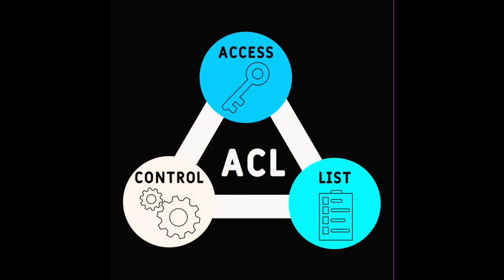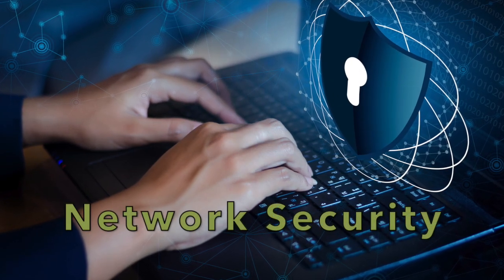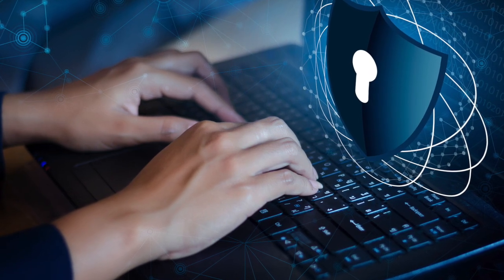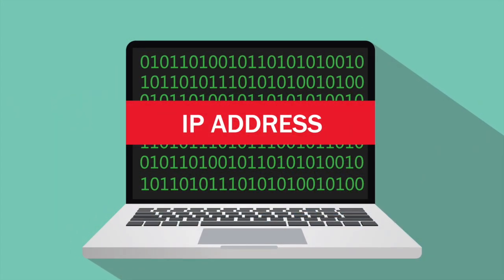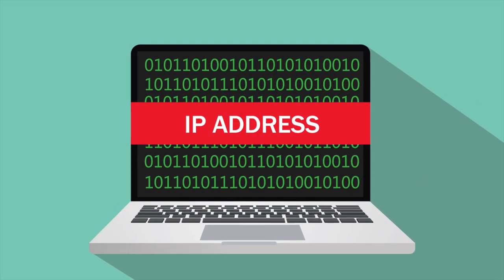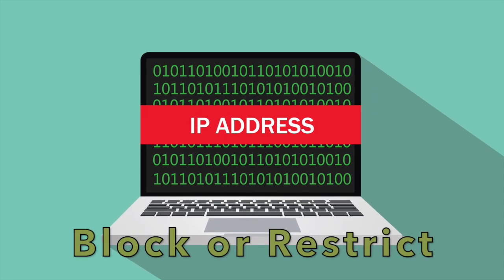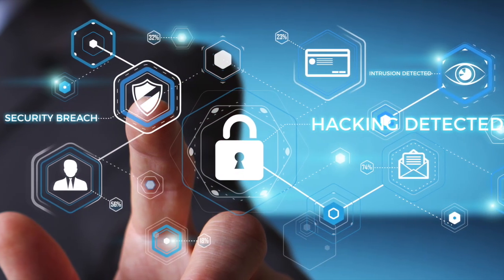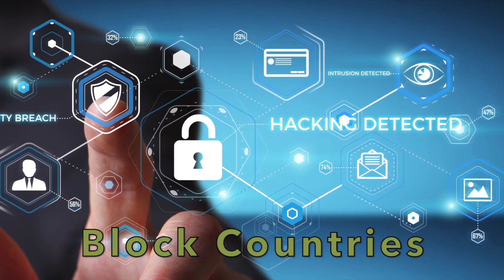Some examples of how ACLs can be utilized are: 1. Network security. ACLs can be used to enforce security policies by permitting or denying specific traffic based on defined criteria. For instance, an organization might configure an ACL to block incoming traffic from certain IP addresses or restrict access to sensitive resources. It may also be used to block IP addresses from certain countries where network attacks have originated.